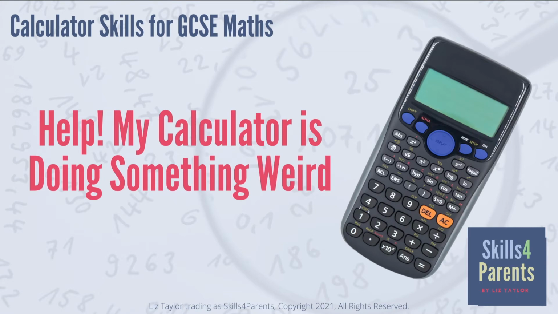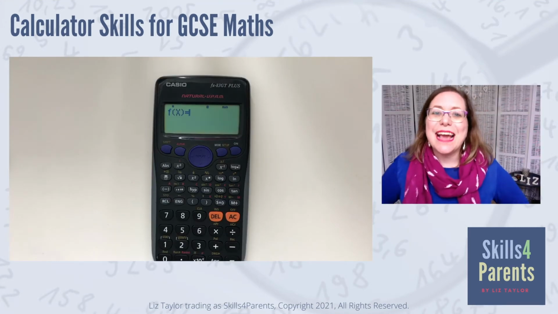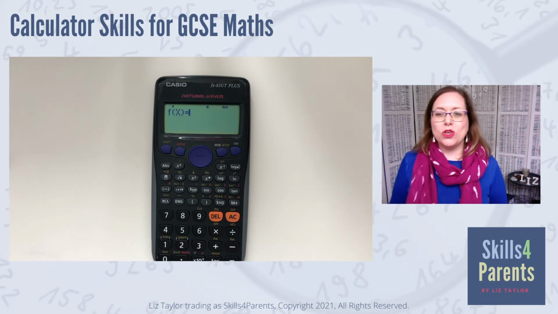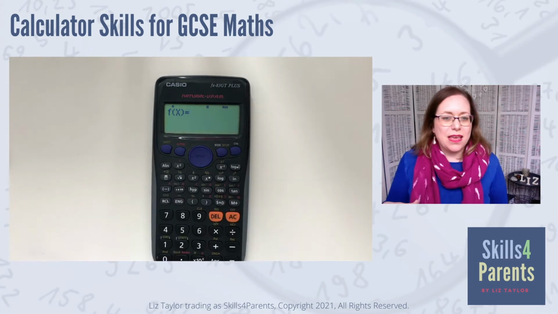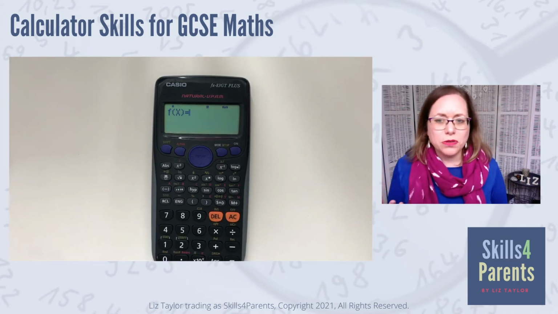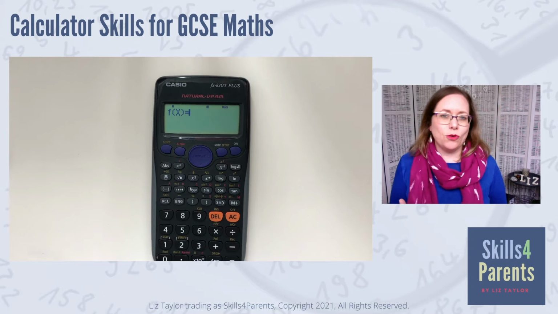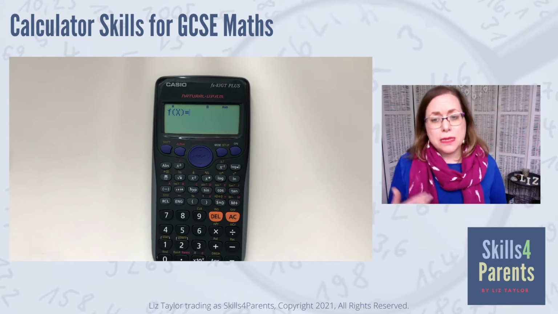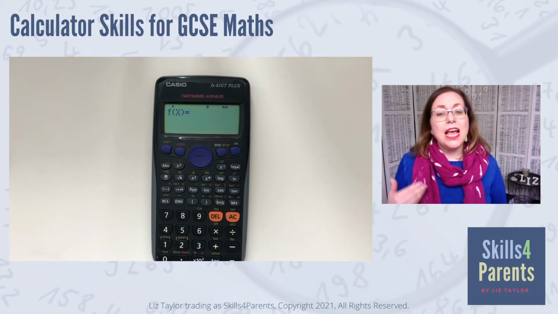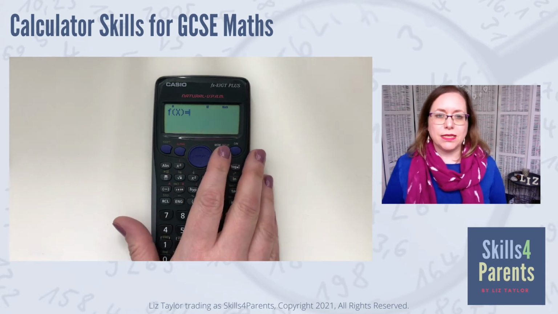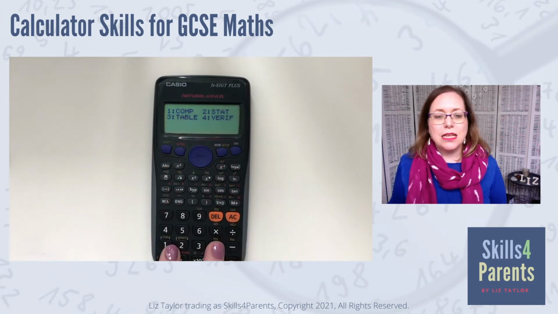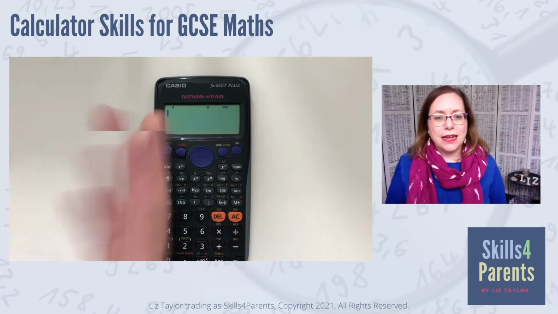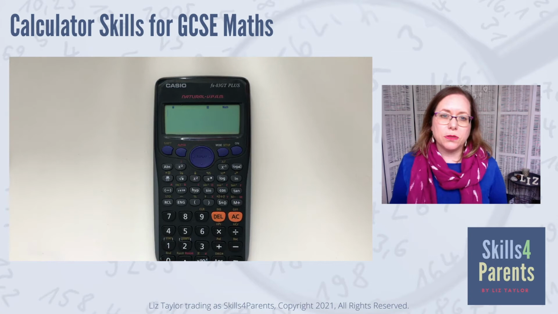What if your calculator's doing something weird? As you can see, calculators have got many different modes that you might not use. If your calculator's showing something like this, or it might be a table or true and false, something that means it's not letting you do a normal calculation, you need to put it back into the correct mode. You do that by pressing the mode button here. The main mode that we use for calculations is COMP, so just press the number 1 and it goes back into the normal mode.